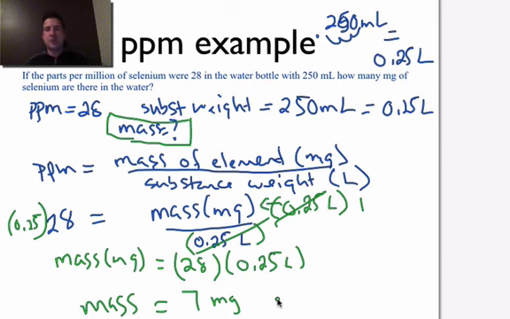Anyways, guys, that's parts per million. Again, if you want to convert to parts per billion, then you would divide by 1,000. For parts per trillion, divide by a million, and we can determine these values. But anyways, hope this has helped out.